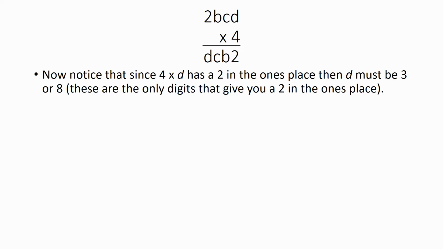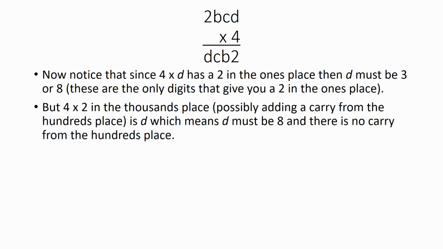Now notice that since 4 times D has a 2 in the ones place, D must be 3 or 8. 4 times 3 is 12, that's got a 2 in the ones place. 4 times 8 is 32, that has a 2 in the ones place, and those are the only ones. But now looking over at the thousands place, 4 times 2, maybe adding a carry from the hundreds place, is D, which means that D would have to be 8. There's no way you could get a 3 there. And not only must D be 8, but there is no carry from the hundreds place.